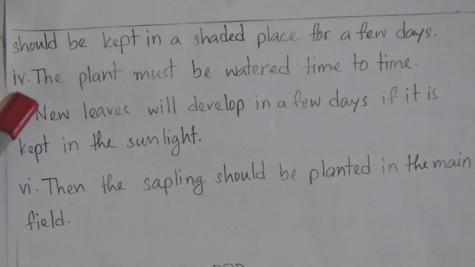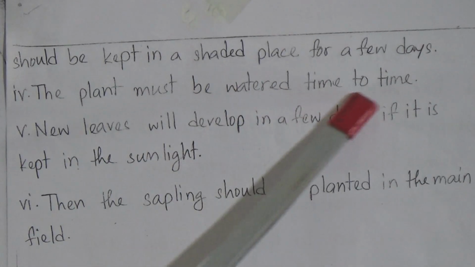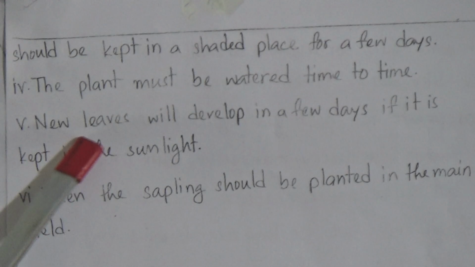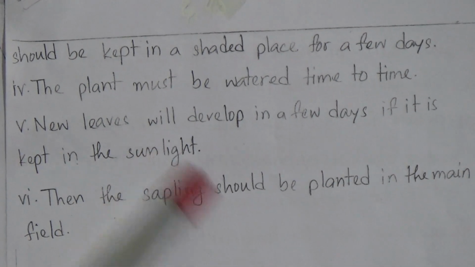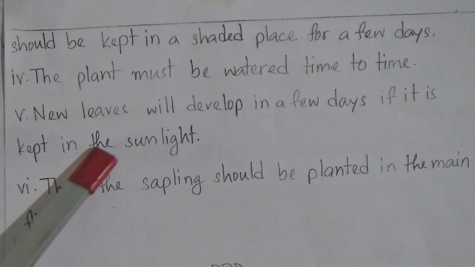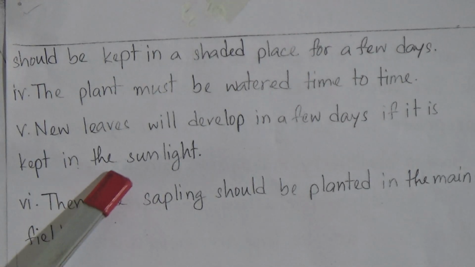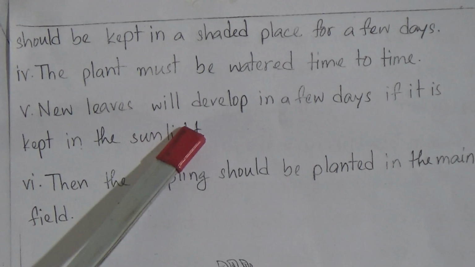Now, number 4, the plant must be watered time to time. Number 5, new leaves will develop in a few days if it is kept in the sunlight. Then we will place it in the sunlight and we will find out that the new leaves will develop.